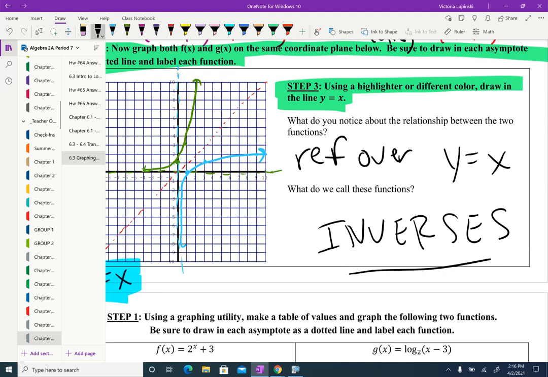So from here, whenever you graph a pair of inverses, they should always be reflections of each other over the line y equals x, which means if I take any point on the green and switch the x and y, that's going to give me the point on the blue. And that also includes the asymptote.